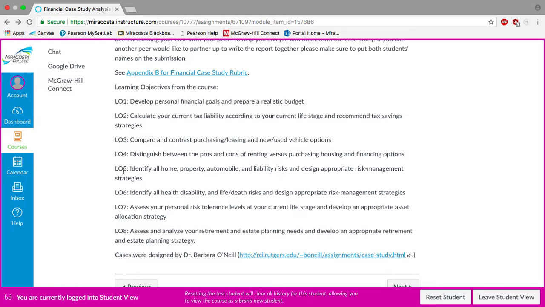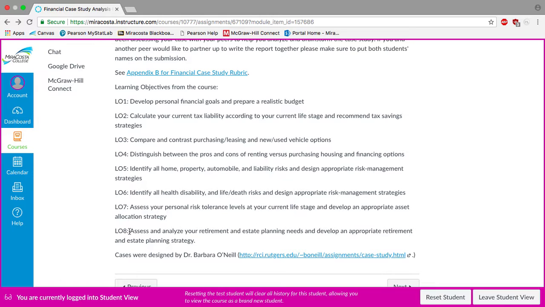In other words, insurance. And then learning outcome 6 had to do with health, disability, and life-death risks. Again, more insurance areas. Learning outcome 7 is more related to the investment areas. And then learning outcome number 8 had to do with the retirement and estate planning.